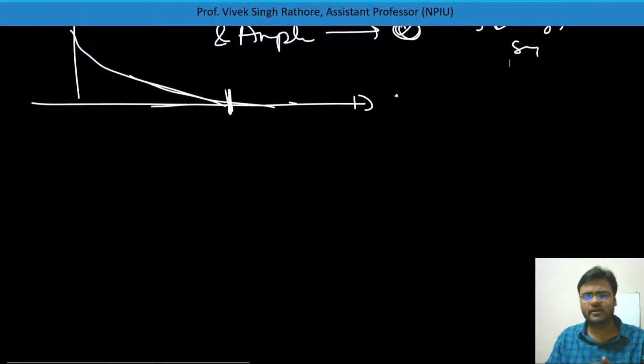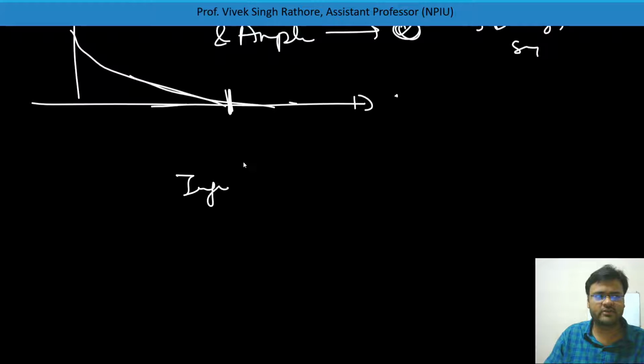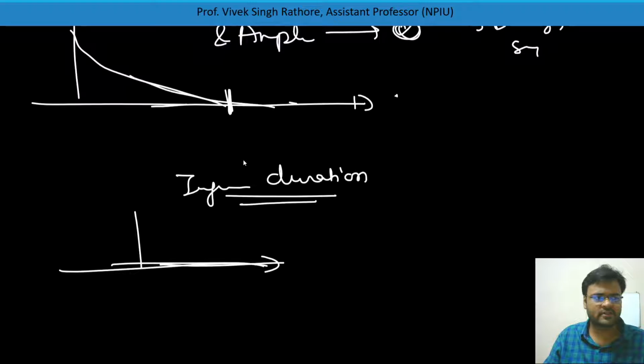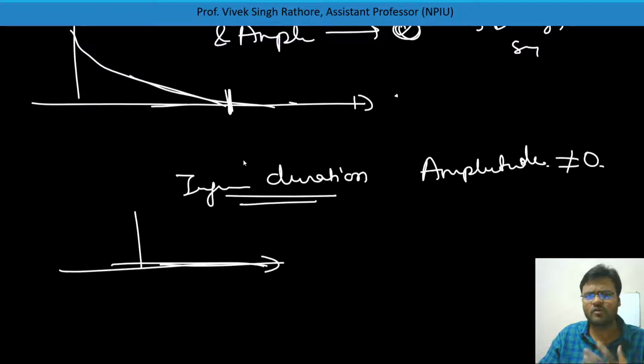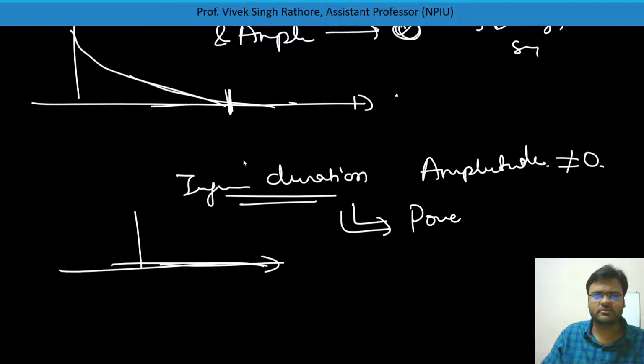And if a signal has to be a power signal, it should have infinite duration. I am telling you again and again, for time axis infinite duration is there, and the amplitude, both you should remember, the amplitude is not equal to zero. It is not tending to zero, it is some constant value. So these signals can be termed as power signals.